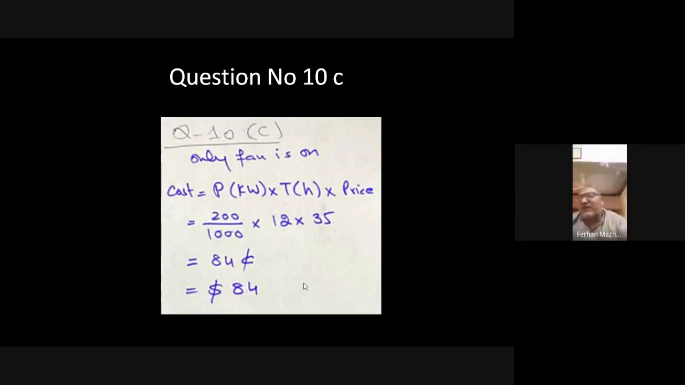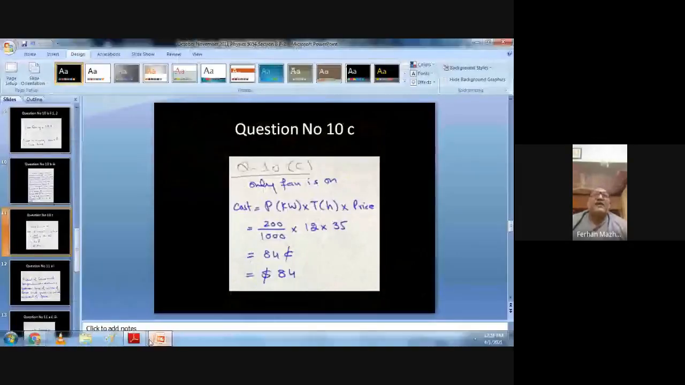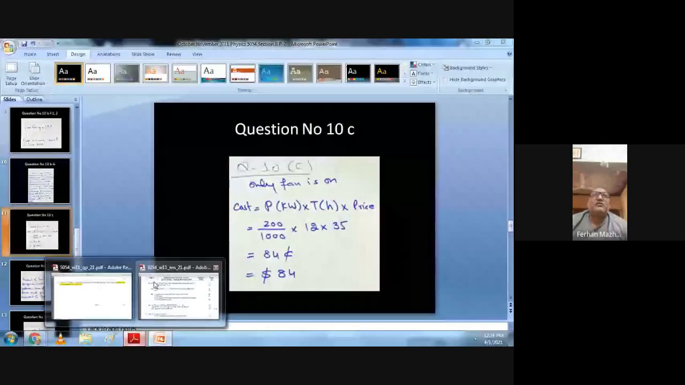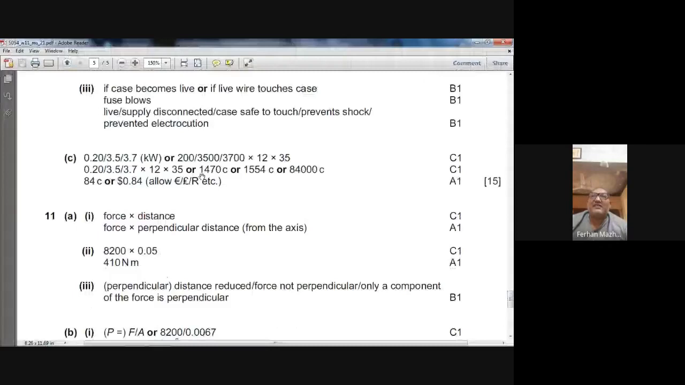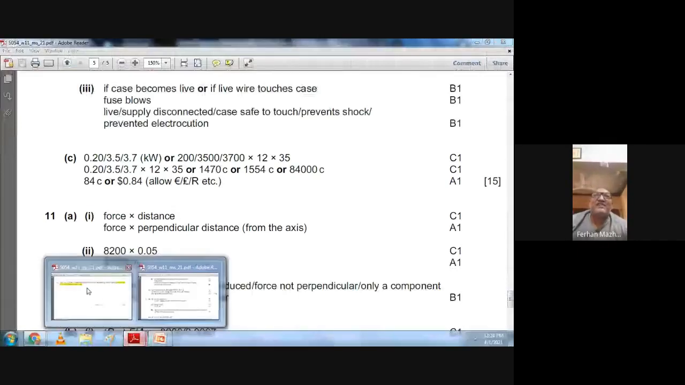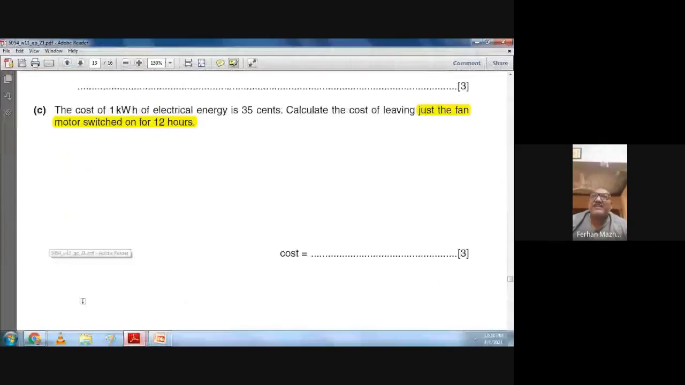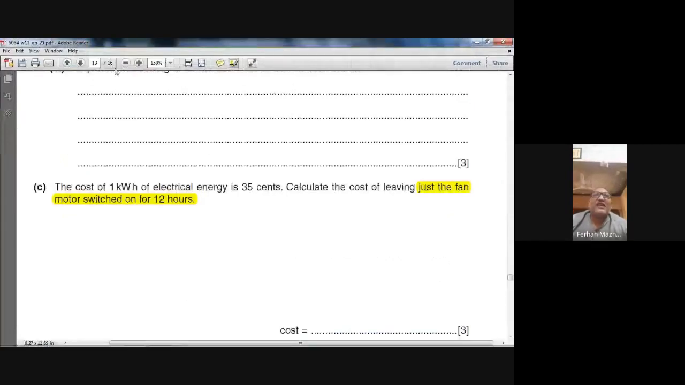Muskan and Zainab, are you done with this comparison? Yes, sir. And you understand this also? Yes, sir. Okay, so let's move to the next question. Let's check the marking scheme also. The marking scheme says 84 cents, A1. Okay, so by this we are done with question number 10. I hope that you have understood this question. Very easy question. Now we are moving to the next question.